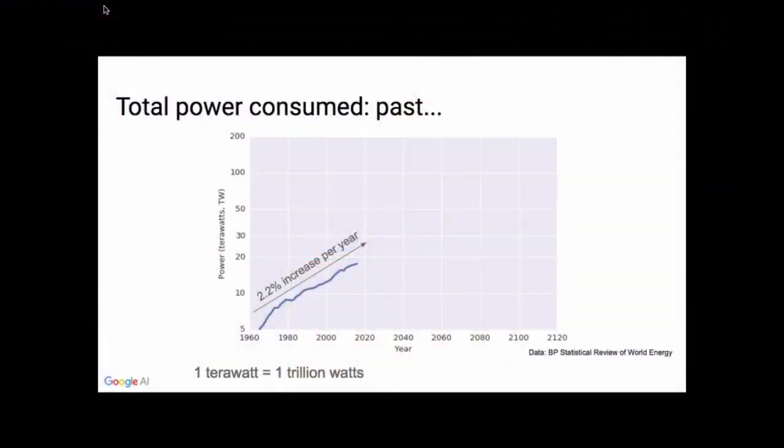Well, let's look at the historical graph of how much power is consumed by all of humankind. Here it is. It's over the last 50 years. The y-axis is in a log scale, and it's in units of terawatts or trillions of watts. And if you look at this, it's a log linear scale, and so it's a rough line, and power consumption has been increasing by about 2.2% per year.